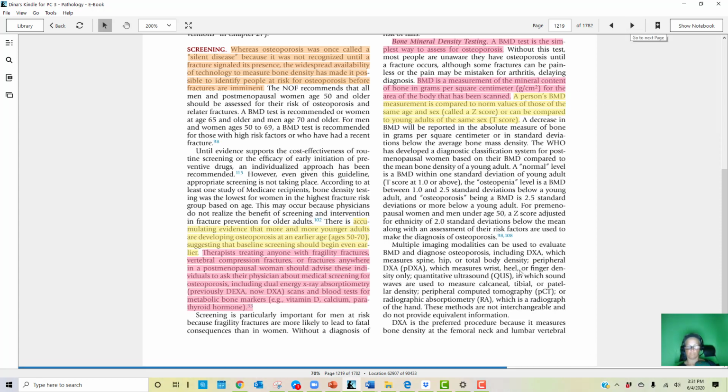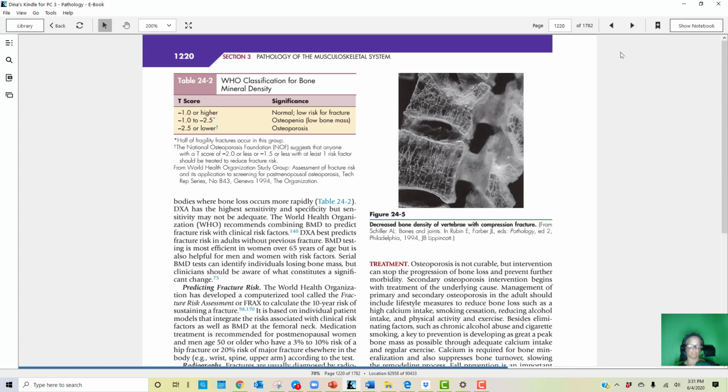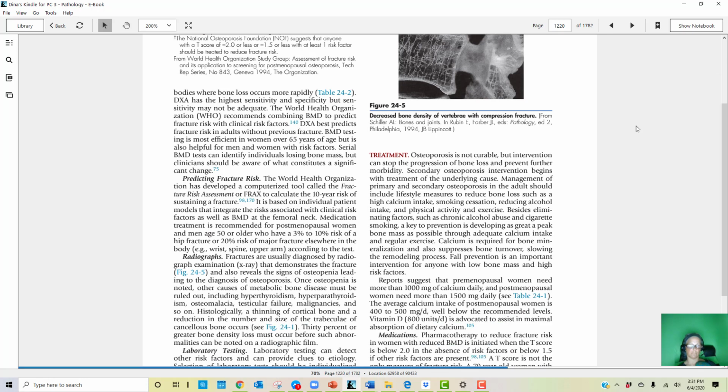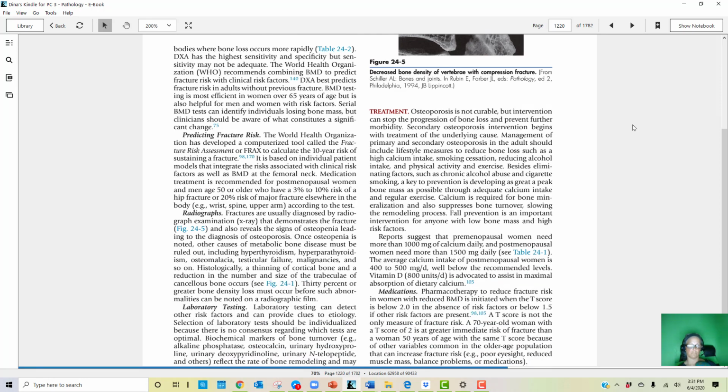DXA is the preferred procedure because it measures bone density at the femoral neck and lumbar vertebral bodies, where bone loss occurs more rapidly. Table 24.2. DXA has the highest sensitivity and specificity, but sensitivity may not be adequate. The World Health Organization, WHO, recommends combining BMD to predict fracture risk with clinical risk factors. DXA best predicts fracture risk in adults without previous fracture.